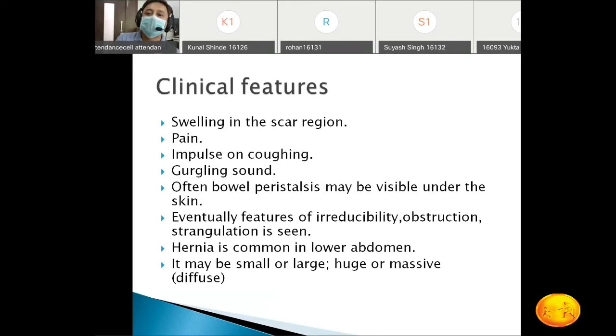Now the clinical features are swelling in the scar region, pain, impulse on coughing, gurgling sound. Often bowel peristalsis may be visible under the skin. Eventually, features of irreducibility, obstruction, strangulation are seen. Hernia is common in lower abdomen. It may be small or large, huge or massive.